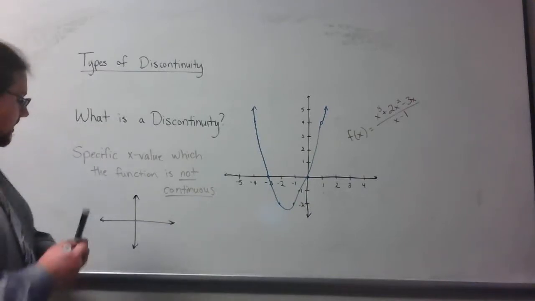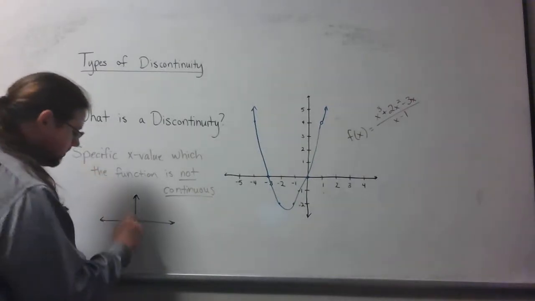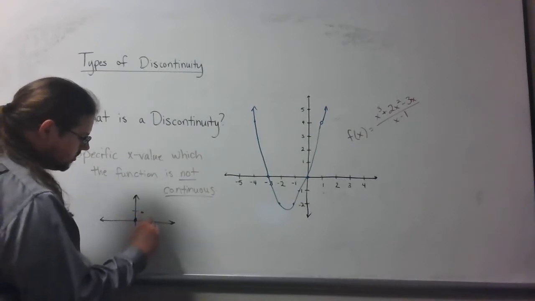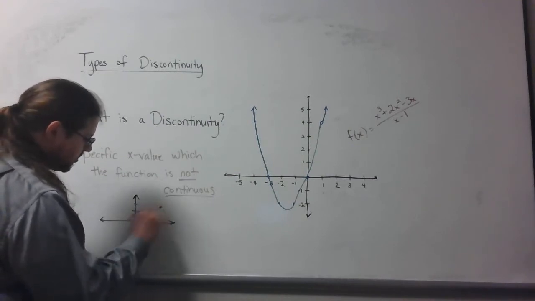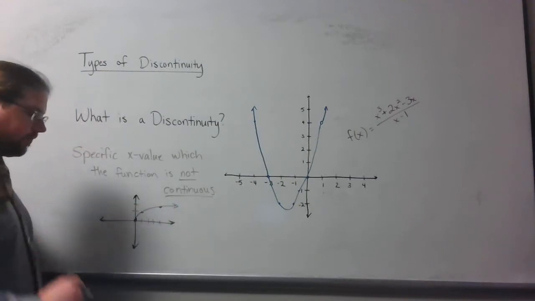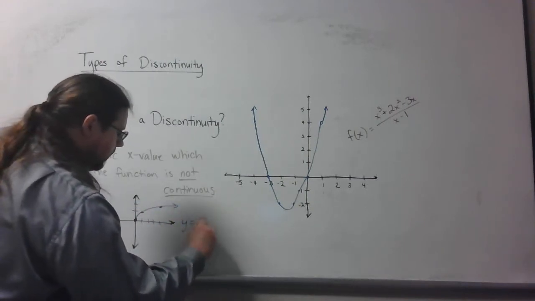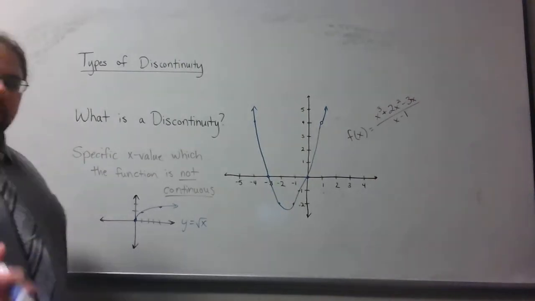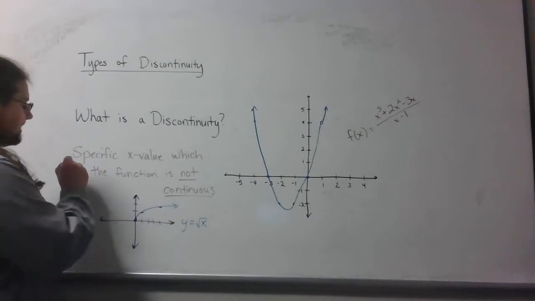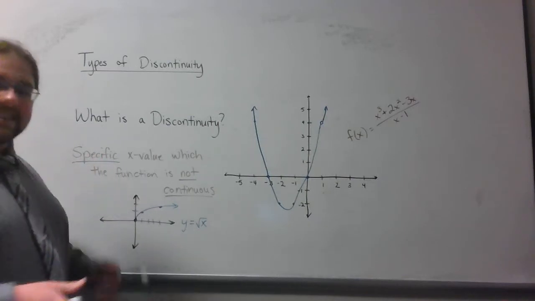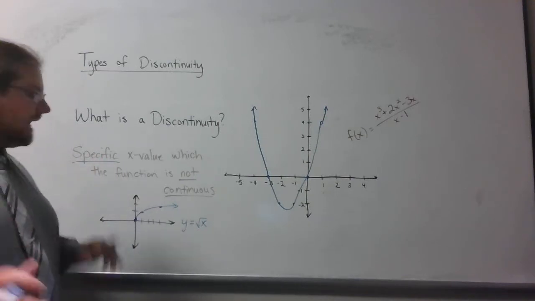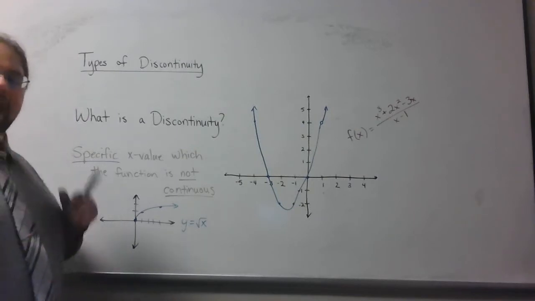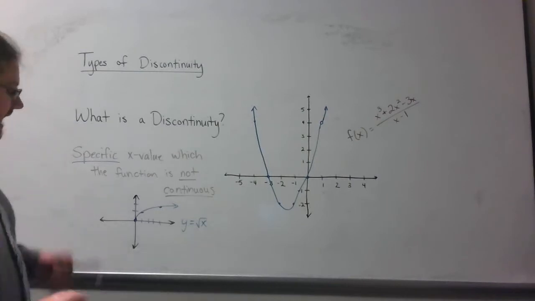So, here's what I'm going to do. I'm going to draw real quickly the square root function, okay? So it goes through 0, 0, goes through 1, 1, and then it goes through 4, 2. So my square root function kind of looks like this. Now, we would not refer to this negative side as a discontinuity because it's not a specific x value, it's a range of x values. So let me repeat again. A discontinuity has to be a specific number. It has to be a singular value for x.